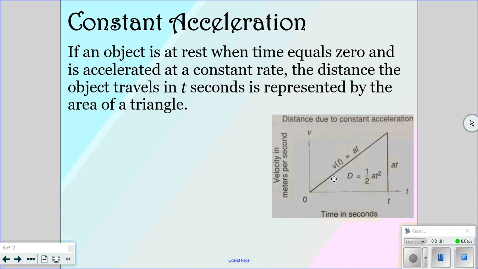If you have an object at rest when time equals 0 and it accelerates at a constant rate, then the distance the object travels is represented by the area of a triangle, because it looks like a triangle here. 1/2 t times at gives you the 1/2 at squared.